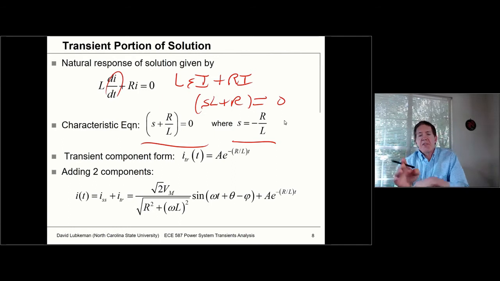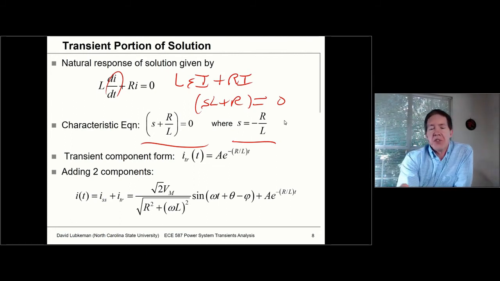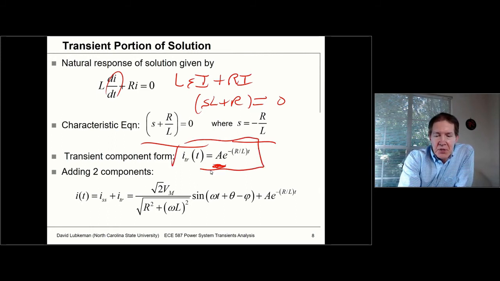So whenever you see a differential equation that has a single real root, basically what this means is the solution is going to have the form of e to the st. If I plug in minus R over L, this is e to the minus R over L times t, and then there's going to be a coefficient that we need to determine, A. All right, so this is the transient portion of the solution.